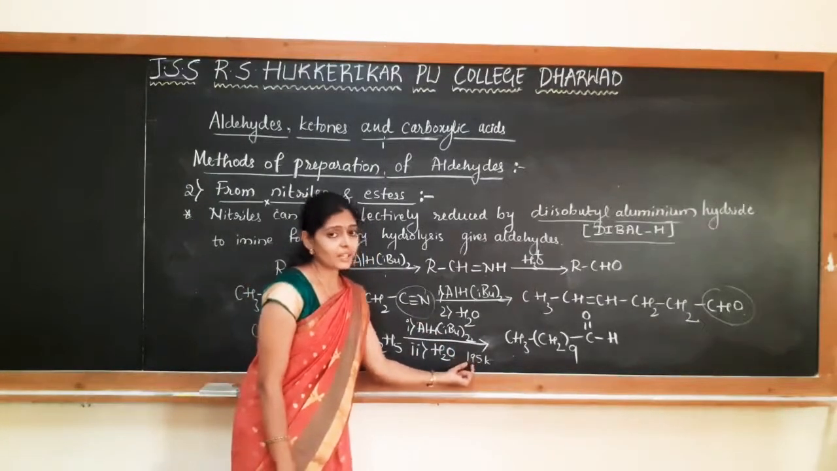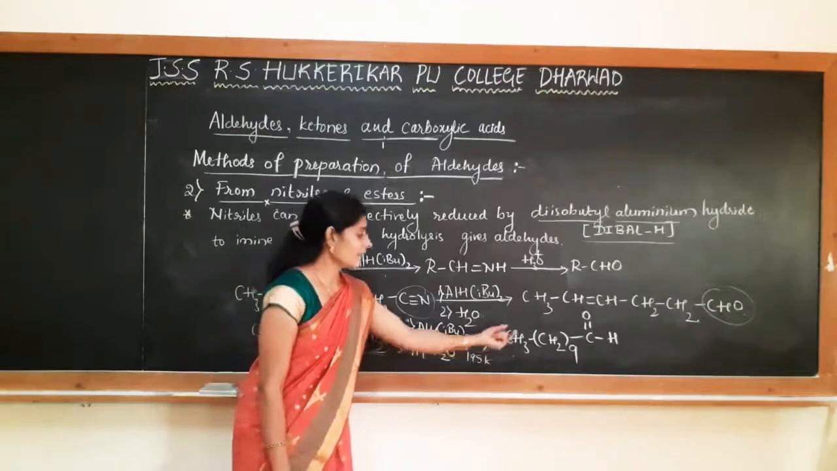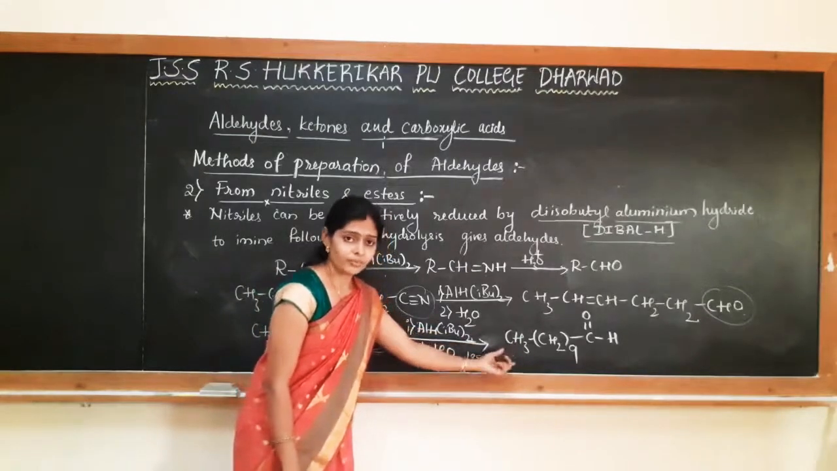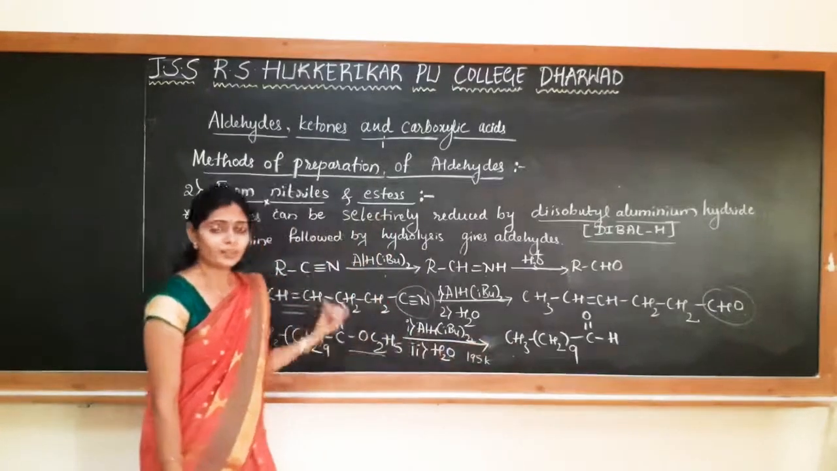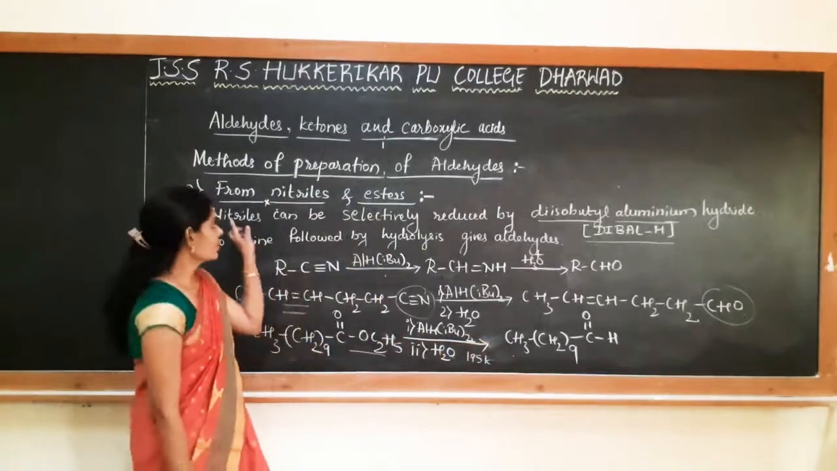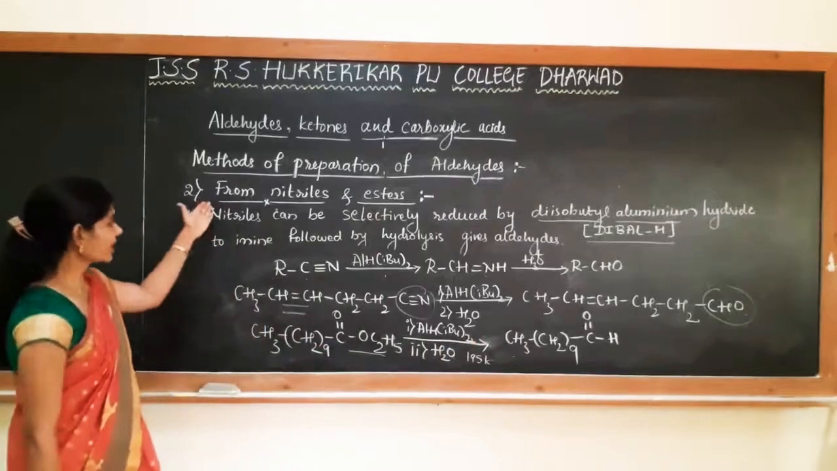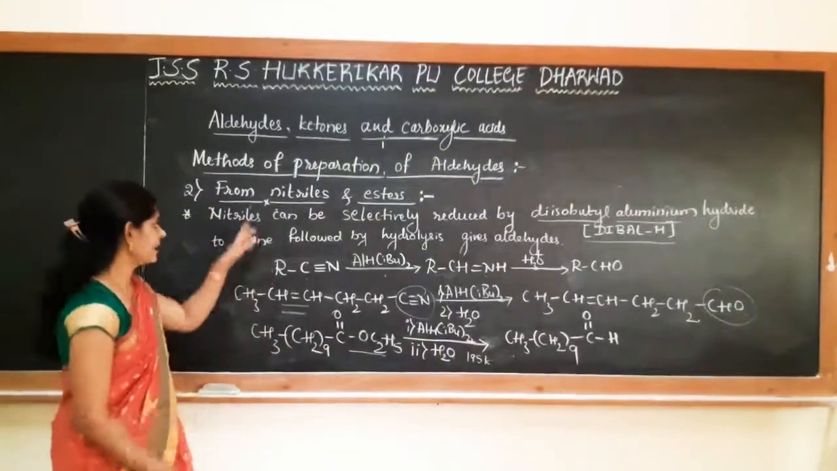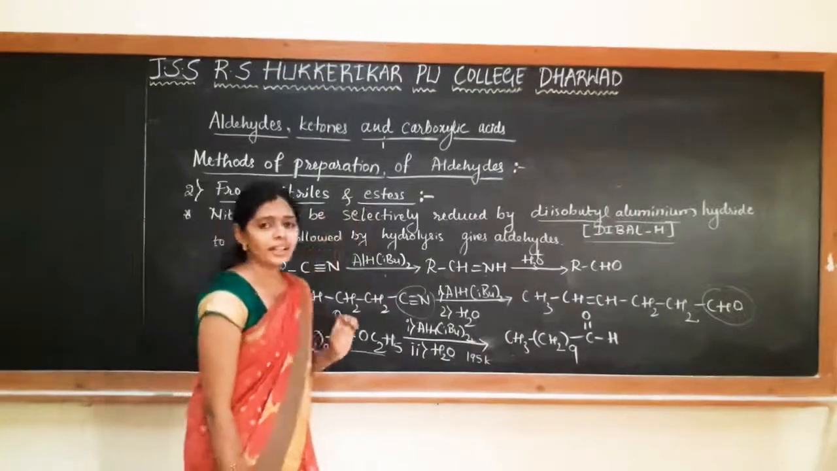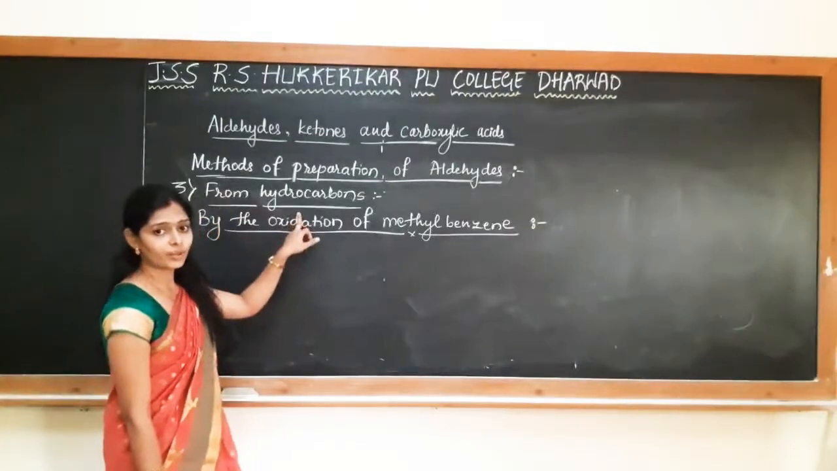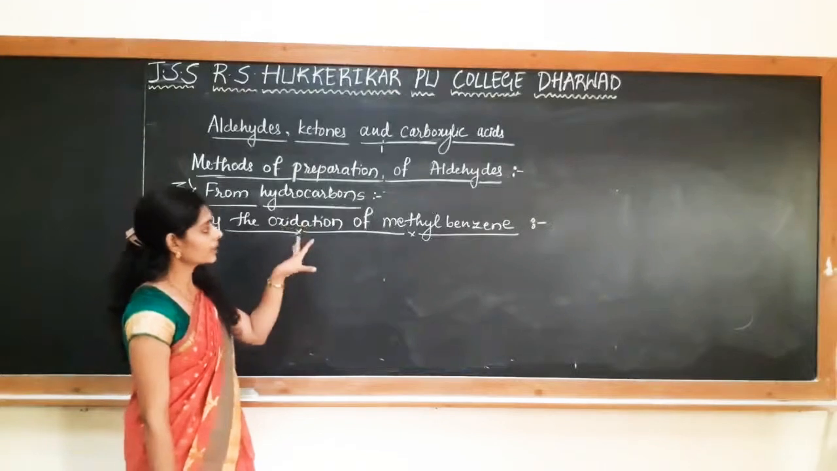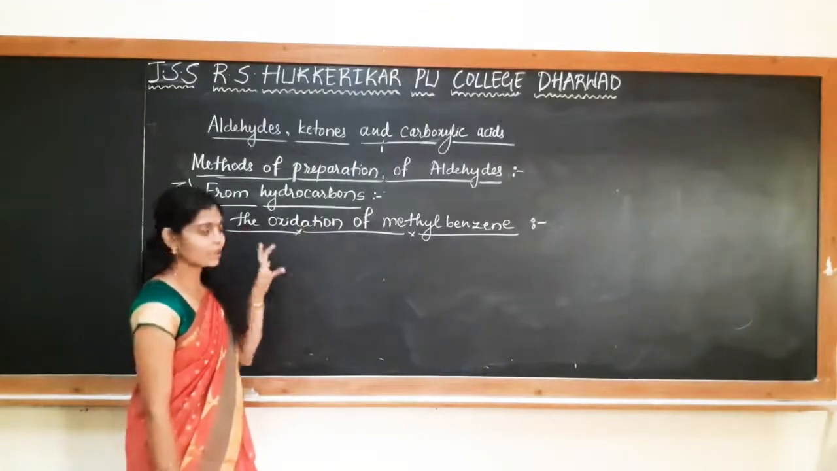If we do the same reaction at room temperature, we get the primary alcohol. So we have to lower the temperature to get the aldehyde from this particular reagent. Okay, so this is about the second method of preparation of aldehydes, by nitriles and esters. The third method of preparation is from hydrocarbons. Here we are preparing particularly the aromatic aldehydes.